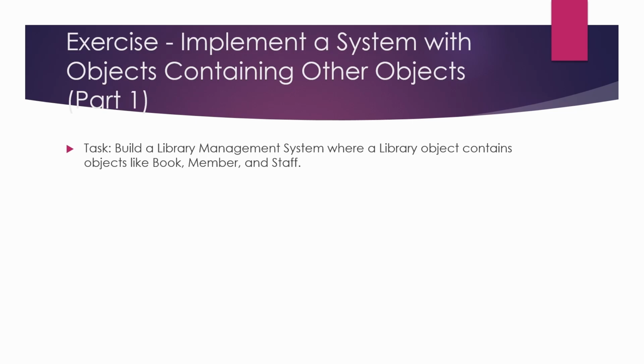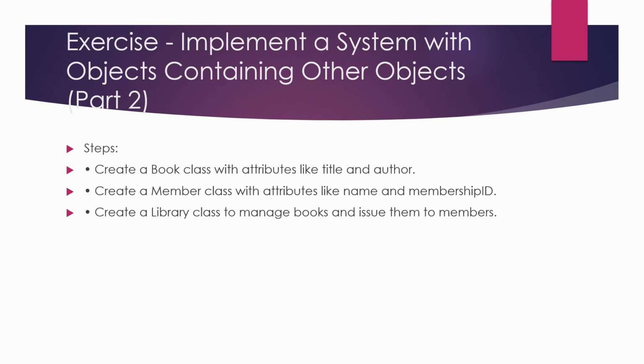Now it's your turn. We will build a library management system. The library class will contain objects like book, member, and staff, each with specific responsibilities. Your task is to create a book class with attributes like title and author, a member class with attributes like name and membership ID, and a library class to manage and issue books.